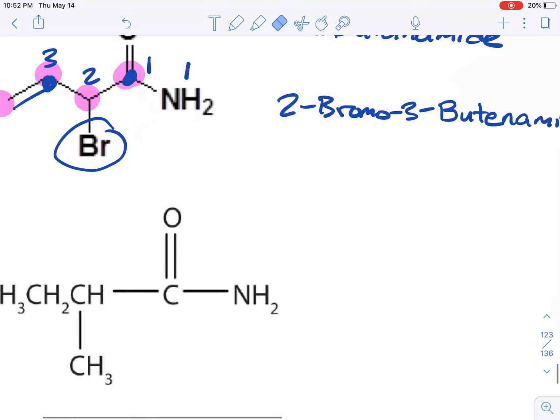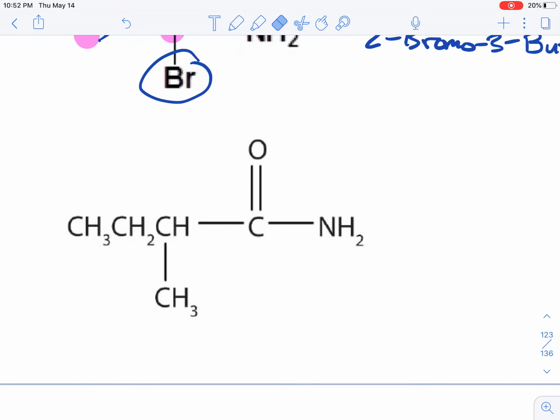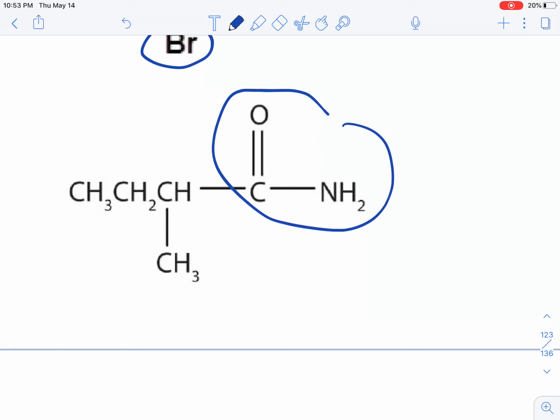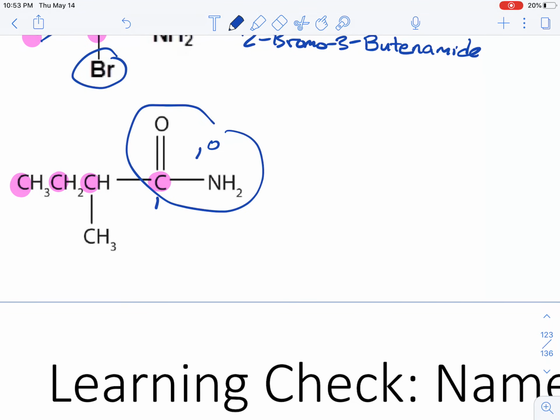Okay. All right. So looking at our last example. Once again, here we have this primary amide. This is carbon number 1, carbon 2, 3, 4. Looks like we have a 4-carbon compound. And once again, I don't see any double bonds, so this is butane. I'm going to drop the E, add the amide. So this is butanamide.